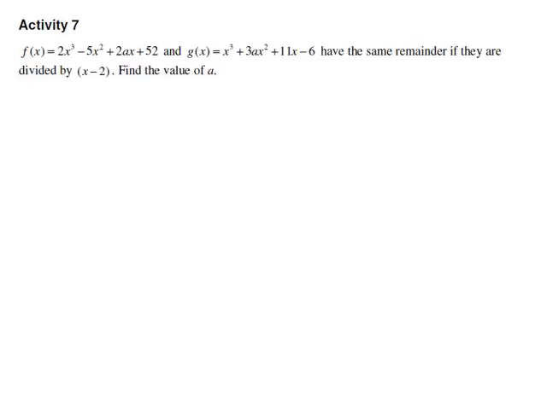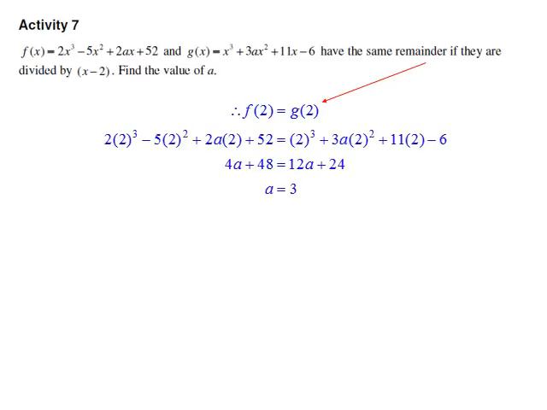In activity 7, we are told that f(x) and g(x) have the same remainder if they are divided by x minus 2, but we're not told what that remainder is. However, since we're dividing by x minus 2 and the remainder must be the same, it means that f(2) must equal g(2). So we can calculate f(2), we can calculate g(2) and equate them to give us that a is equal to 3.